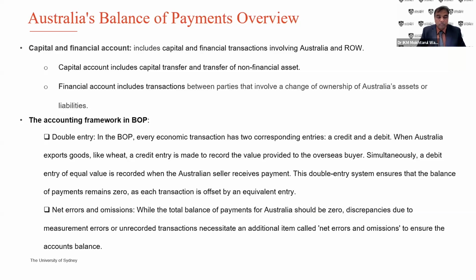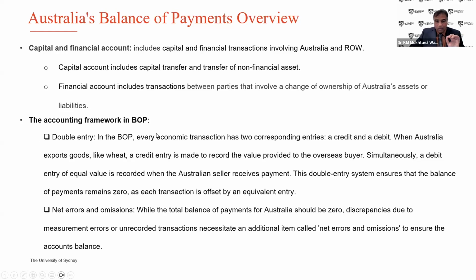So then we move on to the second component of balance of payment, which is capital and financial account. Now, capital and financial account includes capital and financial transactions involving Australia and rest of the world. Now, capital account includes capital transfer and transfer of non-financial assets. So it is important to understand what this means. Of course, I will show it in more detail in the next slide. And financial account includes transactions between parties that involve a change of ownership of Australia's assets or liabilities. Now, you will see that this capital and financial account is a major component now, and of these two, financial account is a bigger component altogether.